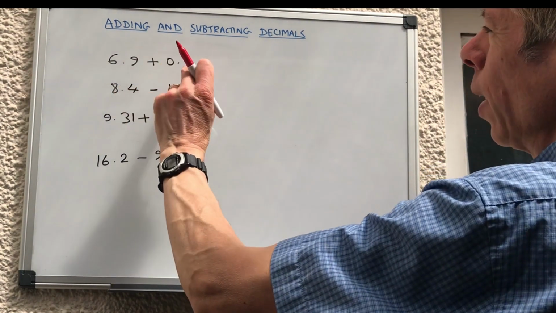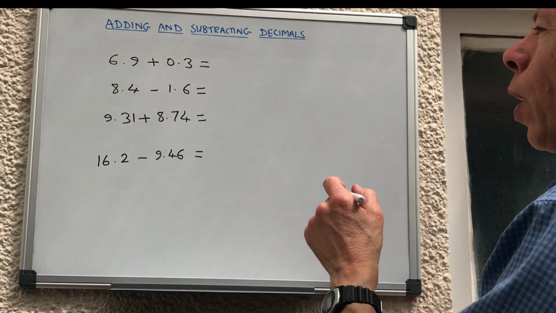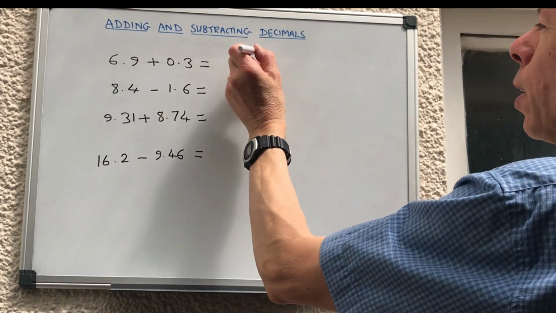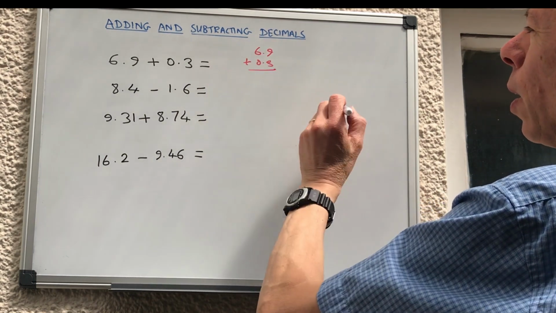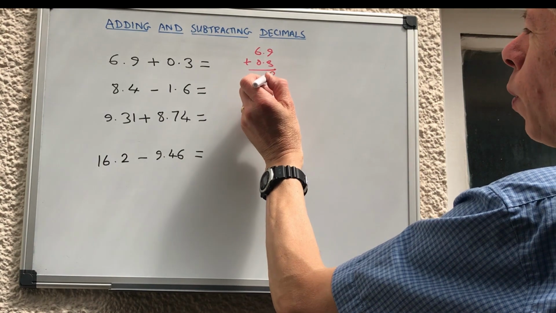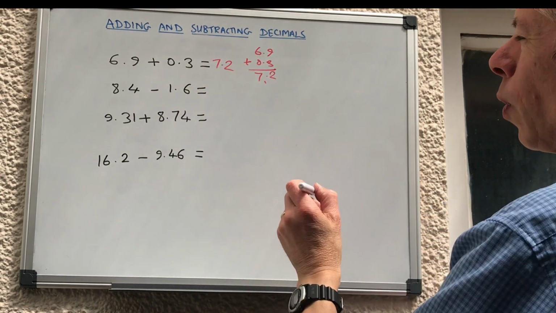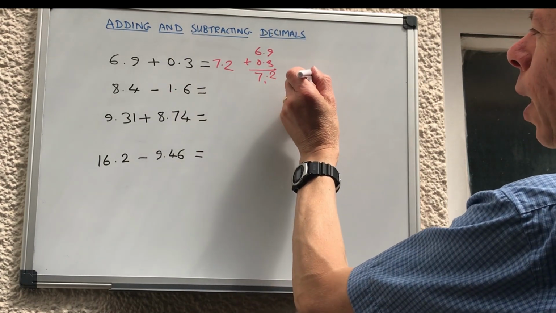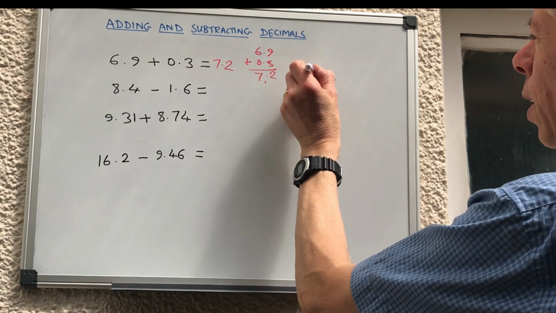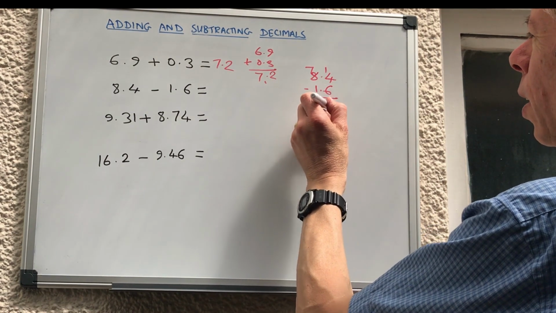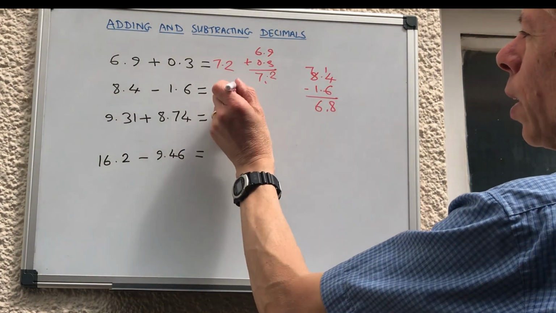Okay, so 6.9 plus 0.3. We don't really need to do this as a column one, or perhaps we do actually. Let's do it as a column just to be sure. 6.9 plus 0.3, so 9 plus 3 is 12, then 6 plus 1 is 7, so 7.2. Right, this one, let's do over here. 8.4 take away 1.6, so that would be a 7. 14 take away 6 is 8. 7 take away 1 is 6, so that would be 6.8.